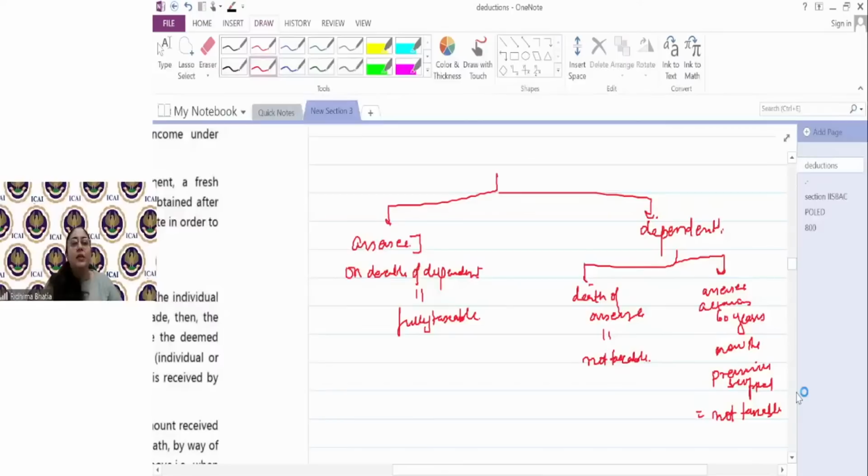But if the premium stopped at the age of 60 years and now the dependent is getting the lump sum or the annuity, whatever he is getting would not be taxable. So yes, you can say for the dependent, in these two situations, whatever he gets will not be taxable. But if the assessee gets anything on the death of the dependent, that would be taxable. Okay, got it? This is a deemed income concept which was introduced from assessment year 23-24.